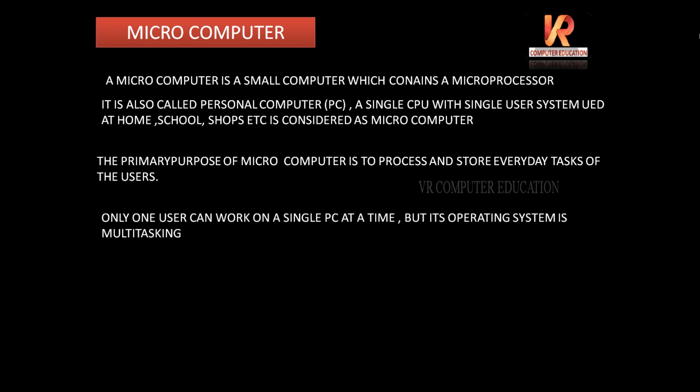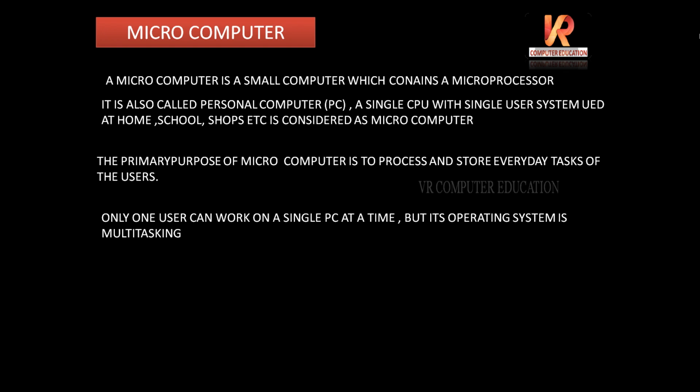Next, only one user can use a single PC at a time. So only one computer, only one person can use. But its operating system is multitasking. So whatever operating system we are using, like Windows 7, XP, 10, it is multitasking. Multitasking means multiple works can be performed.